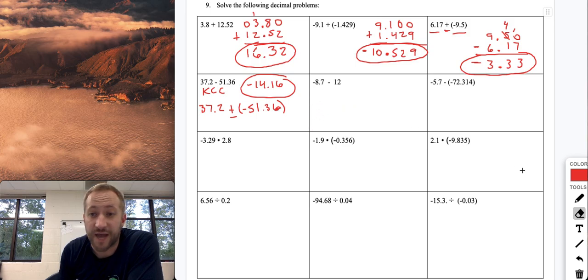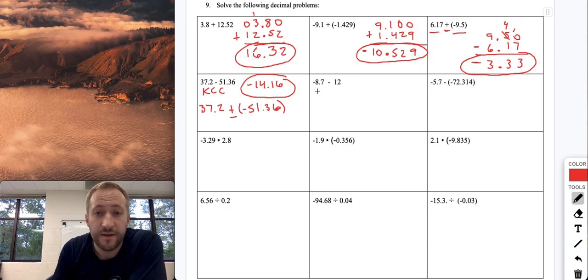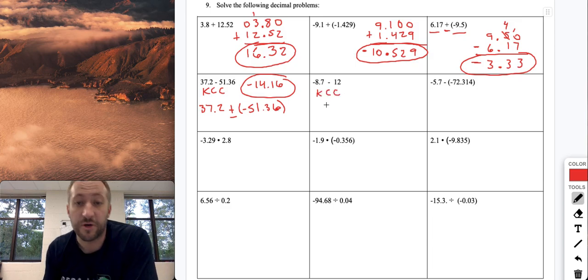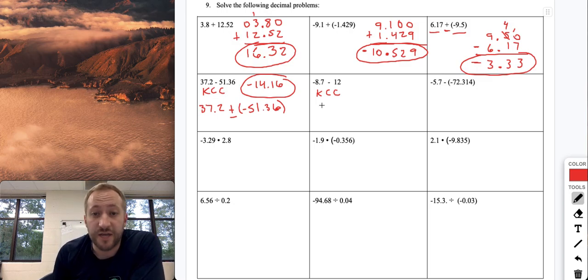This is also a subtraction problem, and whenever I have a subtraction problem, I have to turn it into an addition problem. Because, again, we know the addition rules. We don't know the subtraction rules. So, looking at this, we use that keep, change method. So, I'm going to keep the negative 8.7 the same. Subtraction becomes addition, and change the sign of the following number. So, now it's negative 12.